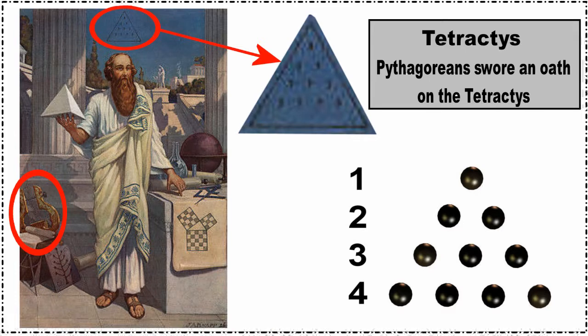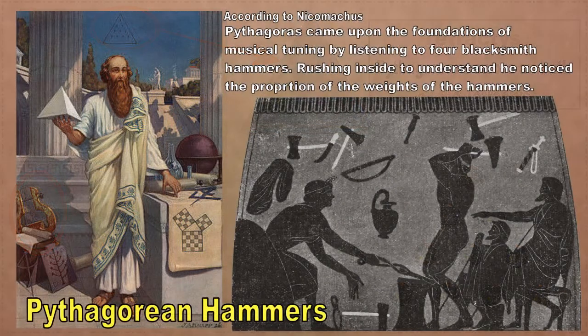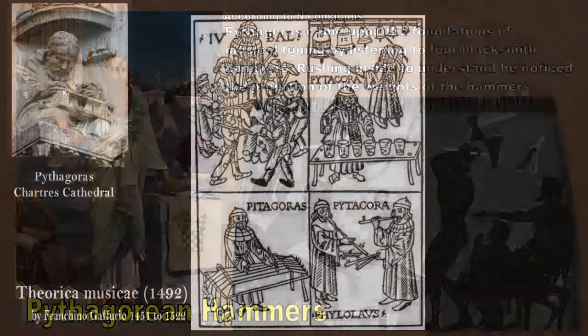Now, that particular painting, of course, is not from the time of Pythagoras, but it does show the tetractys there, the dots there, 1, 2, 3, 4 rows. Well, this connects to what's called the Pythagorean hammers. So Pythagoras came across the foundations of musical tuning by listening to 4 blacksmiths hammering away. He caught onto it and rushed inside to see what was happening. He noticed that the proportion of the weights of the hammers was very important, very specific, and from that Pythagorean tuning emerged.